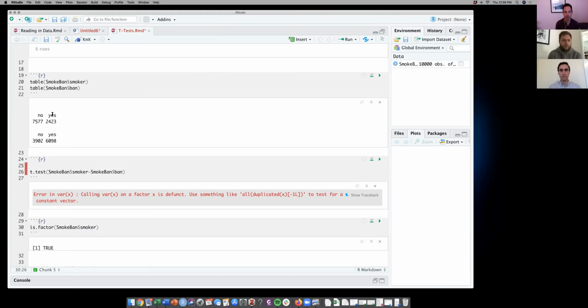And so we need to change it, and there are a few different ways we could change it to actually use it in the t-test.